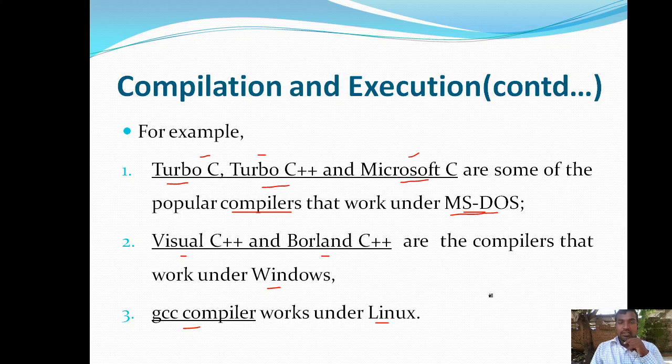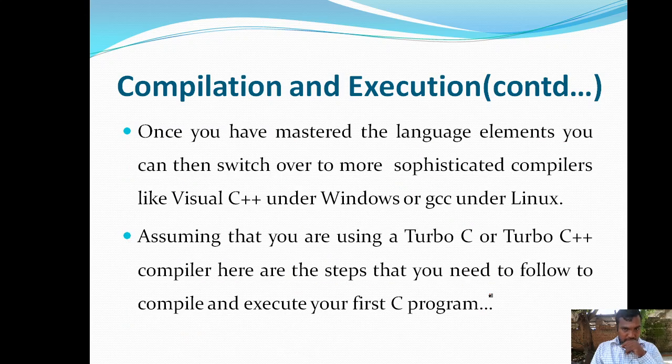Okay, so these are the several software packages related to the Windows operating system, and the GCC compiler, which is related to the Linux operating system. Once you have mastered the C language, you can then switch over to more sophisticated compilers like Visual C++ under Windows or GCC under Linux. So once you have command over the C language, you can switch from Turbo C or C++ to Visual C++ on Windows or GCC in Linux. These are the somewhat more sophisticated compilers.